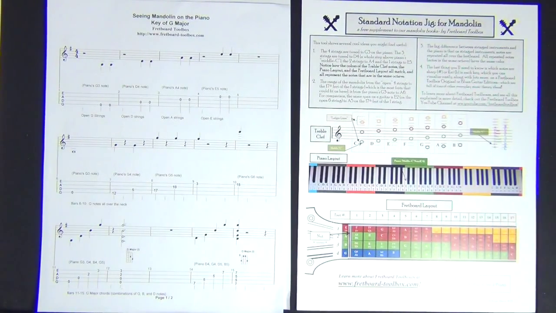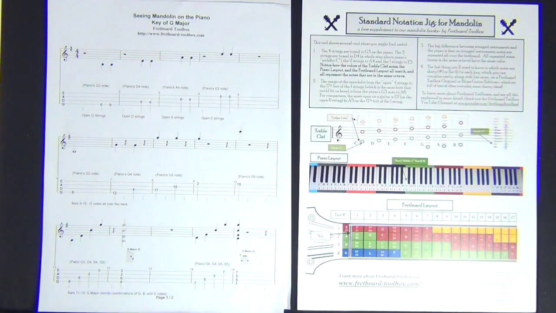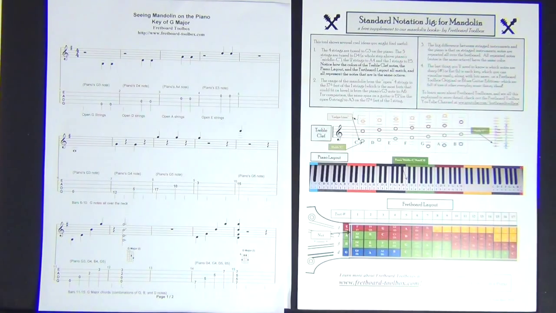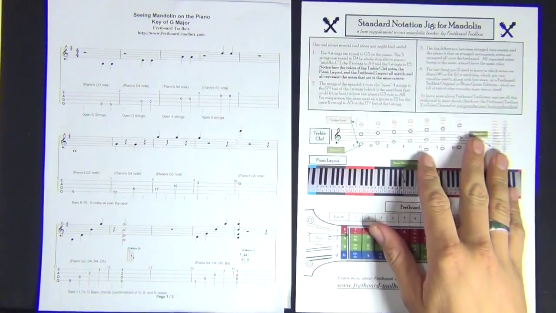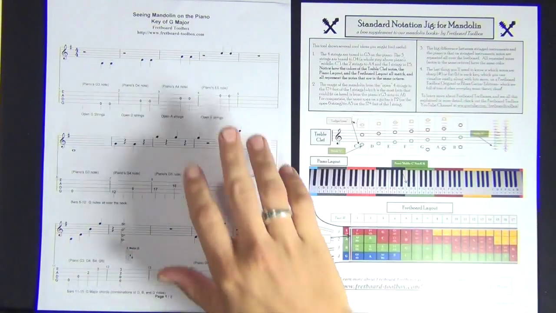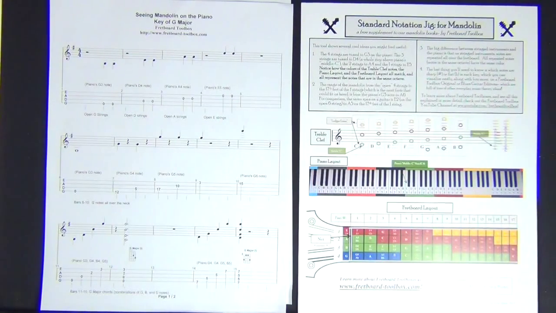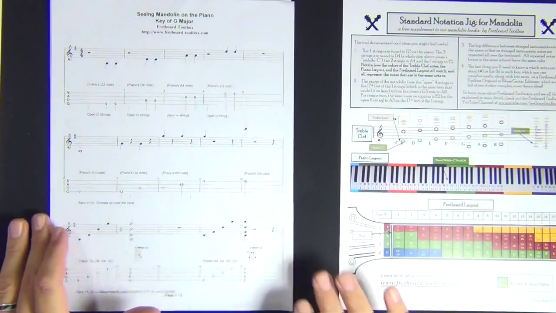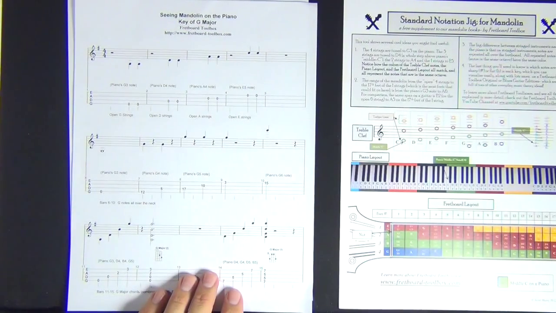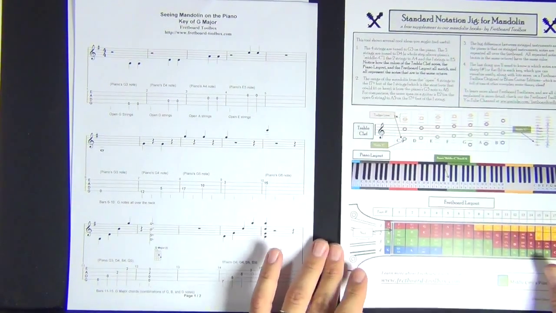Okay, to see the big picture for my crazy method of seeing the mandolin with the piano, you would use this standard notation jig for the mandolin along with this Seeing Mandolin on the Piano PDF that you can download for free, or a TEF file if you have Tab Edit. And if you don't, you should get it. It's fantastic. At least the TEF view is the free one that lets you see all the TEF files and hear the MIDI files that go with it.